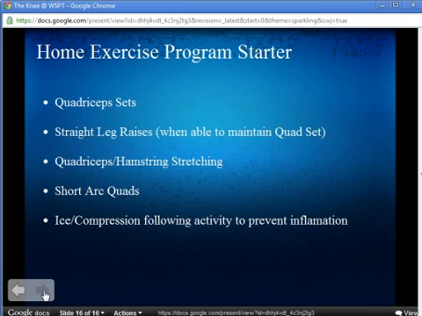So a short arc quad, the arc is basically like a 30-degree arc. That's why they call it short arc. You're doing a 30-degree kick out. Long arc quad would be from 90 degrees, and you're kicking all the way out, and you're putting more stress on the knee joint doing it that way.